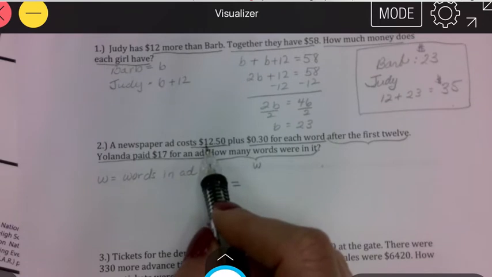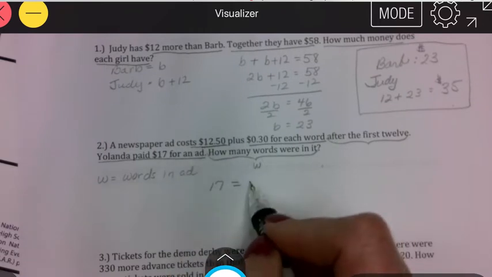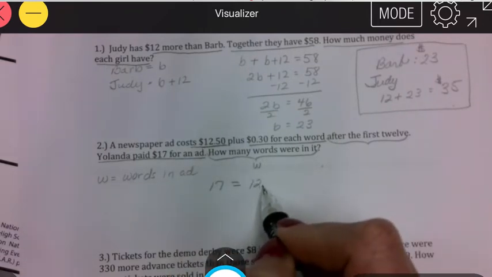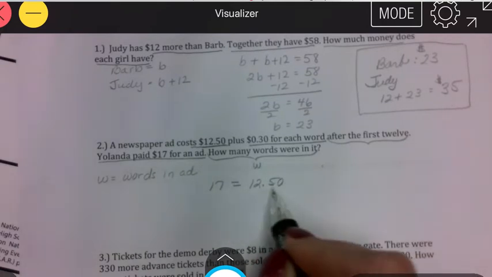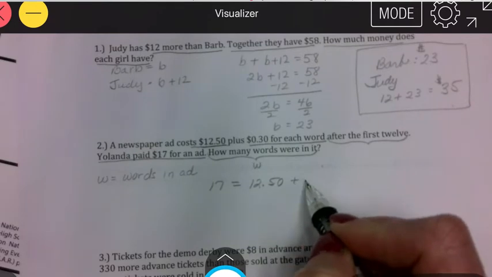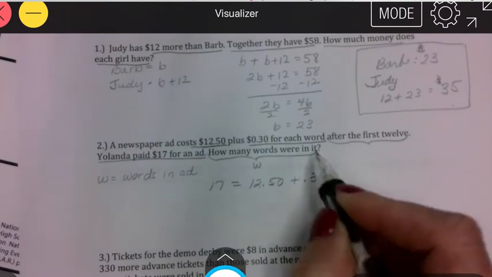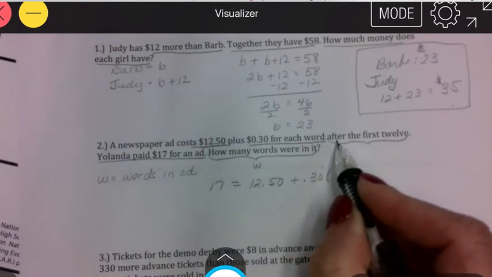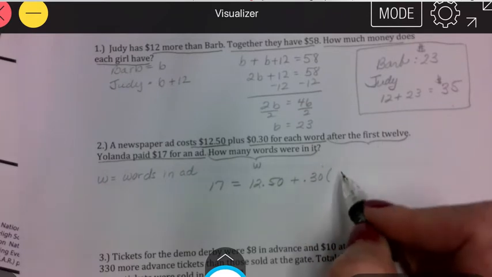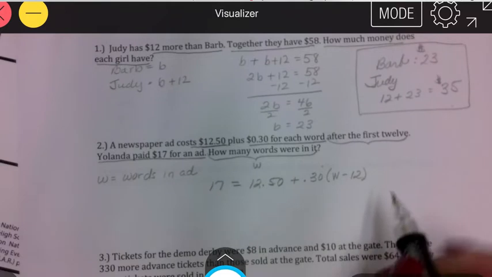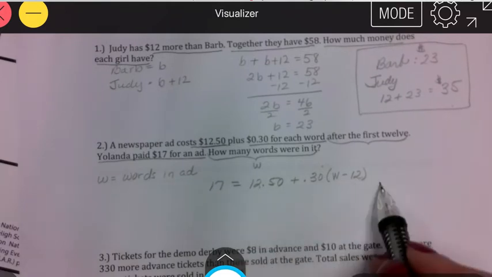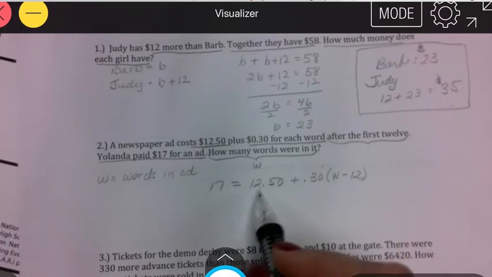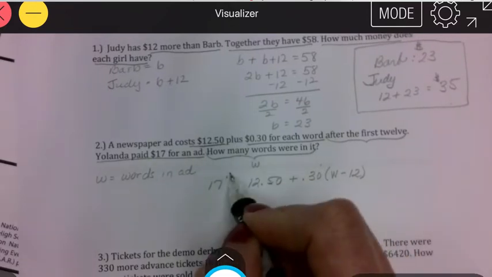She paid $12.50 for the ad, and it doesn't matter how many words that ad is, it's going to be $12.50, that's a constant, and then plus 30 cents after each word, or after the first 12. So I have W minus 12 because the first 12 are free. So here's my equation.